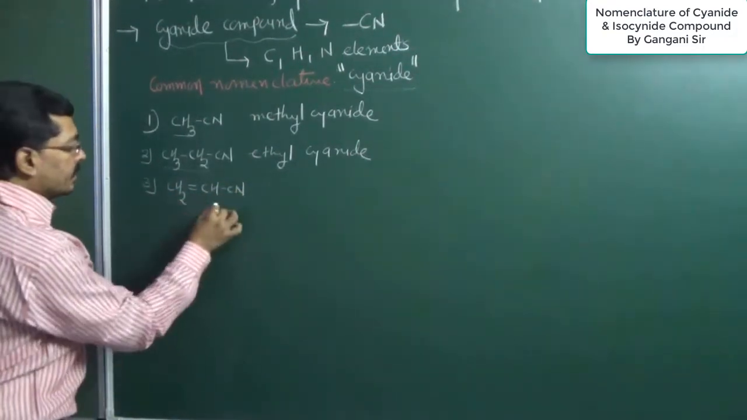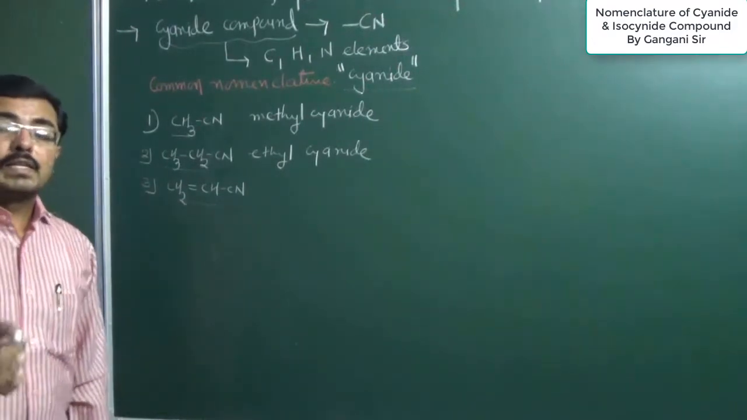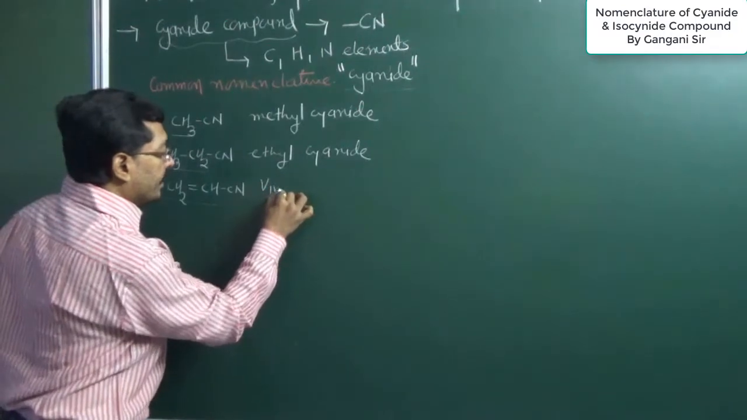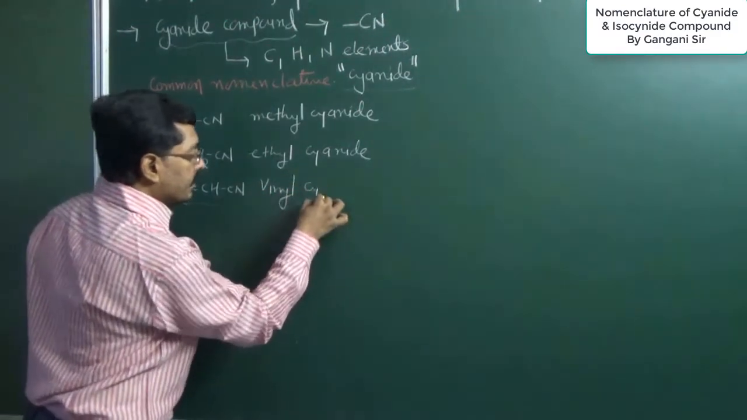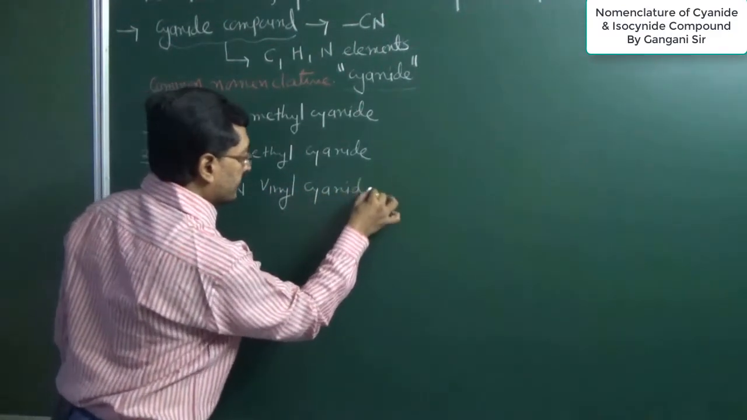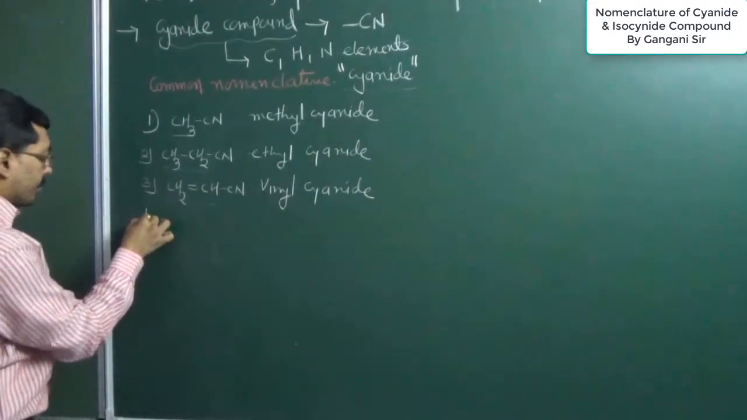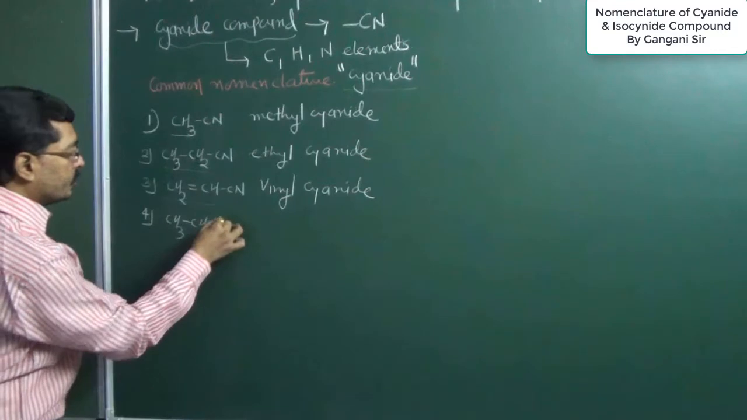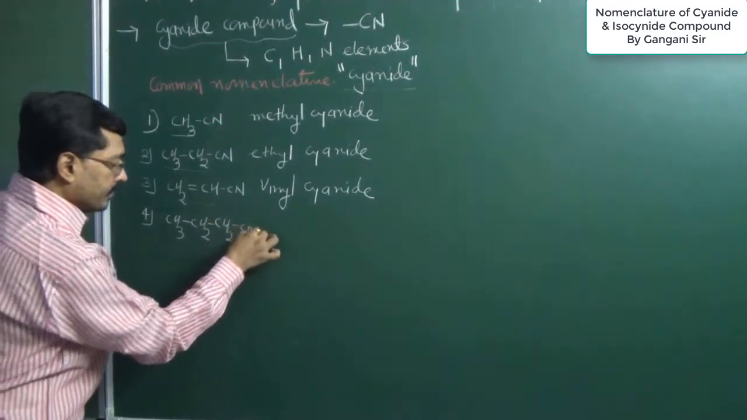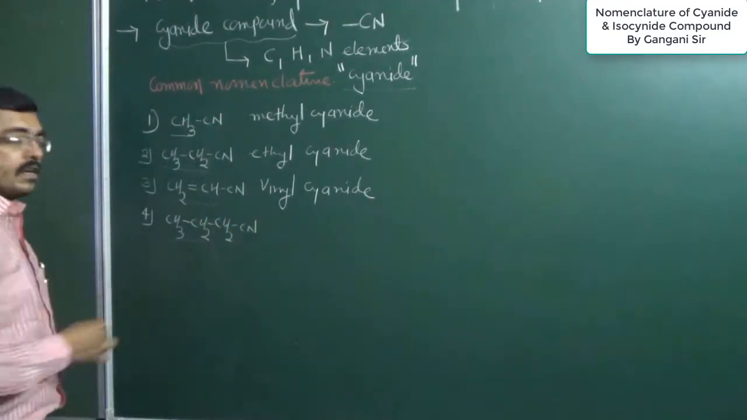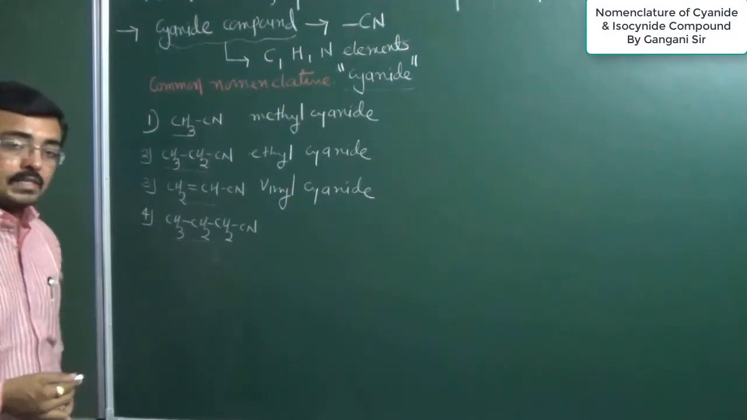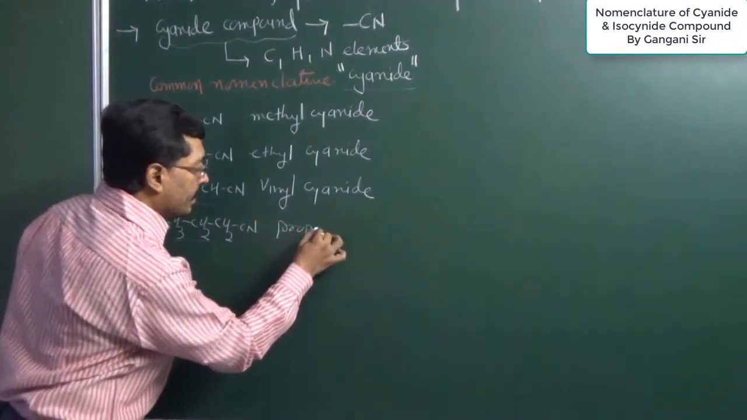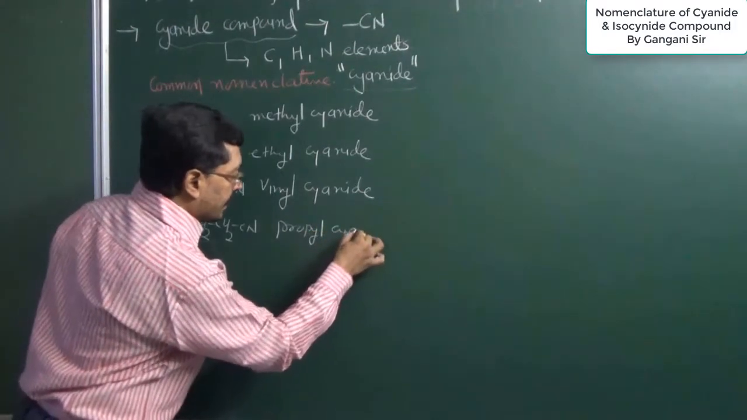Suppose we have the structure CH2=CH-CN. Other than CN, CH2=CH is known as vinyl, so the name of this compound is vinyl cyanide. Now suppose we have this structure with 4 carbon atoms, CH3CH2CH2CN. It is a linear long chain with 3 carbons other than CN, so the common name of this compound is propyl cyanide.